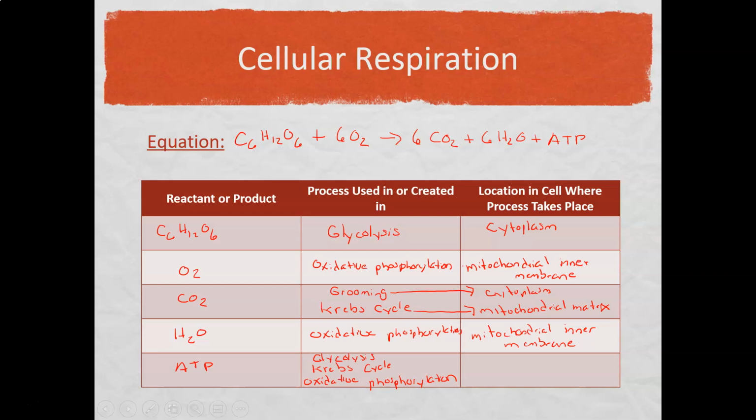And then when I come down here, glycolysis we said takes place in my cytoplasm. Krebs cycle in the mitochondrial matrix. And then that oxidative phosphorylation across that inner membrane.